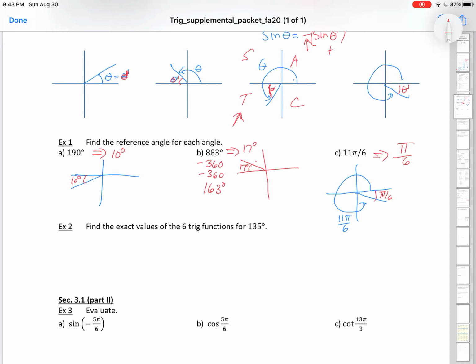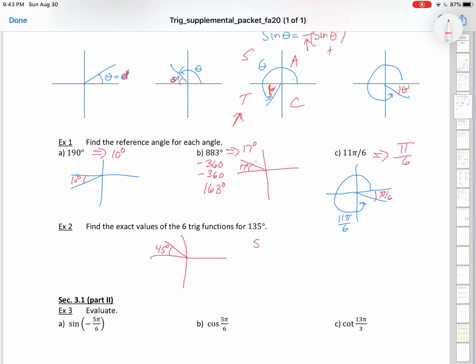Find the exact values of the 6 trigonometric functions for 135 degrees. Okay. Well, where's 135 degrees? Obviously, the second quadrant is beyond 90 degrees, but not quite 180. So the big question is what's the reference angle? The reference angle is 45 degrees, because 45 degrees added to 135 is 180.